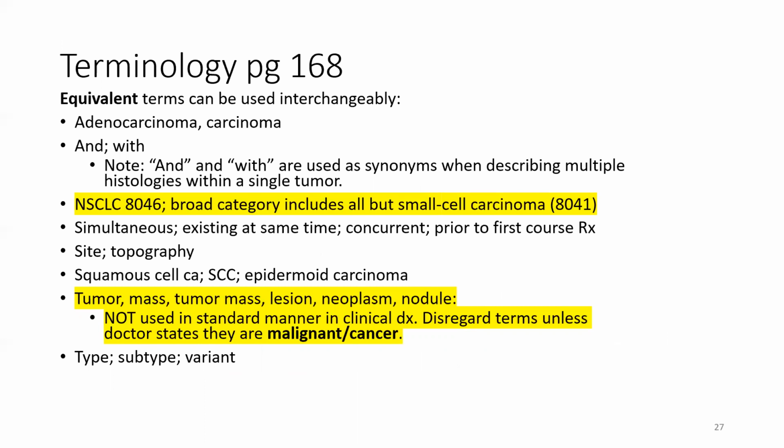So for use in the lung section, these terms help clarify the rules. I do want to point out non-small cell lung cancer, 8046. This is the broad category that includes everything but small cell carcinoma, which would be the 8041. So this is a huge broad category of everything else that is not small cell carcinoma. And if you're using the terms tumor, mass, lesion, or neoplasm, you are going to disregard those terms if they are not stated as malignant or cancer.